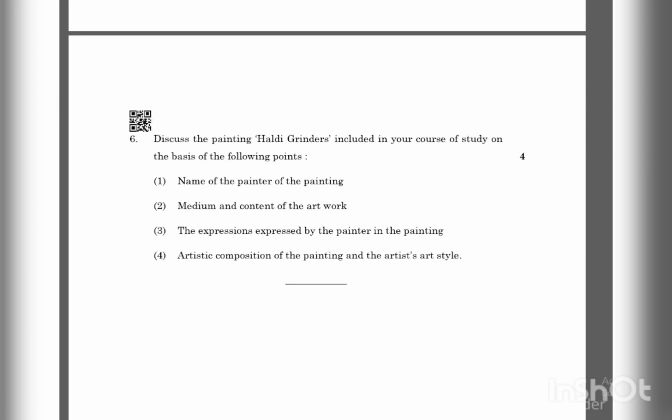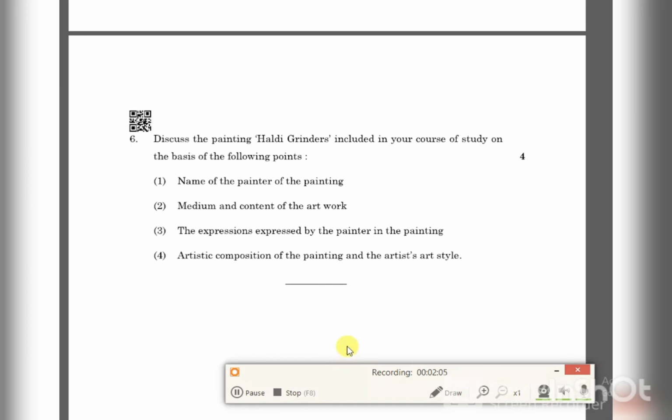So discuss the painting Haldi grinders included in your course of study on the basis of the following points: name of the painter, name of the painting, medium and content of the artwork, expressions expressed by the painter in the painting, artistic composition of the painting, and the art style. So this is a 4 marks question. So the Haldi grinders was made by Amrita Sher-Gil, and it was made during 1940, and the medium which was used was oil on canvas, and it is preserved in the National Gallery of Modern Art, New Delhi.